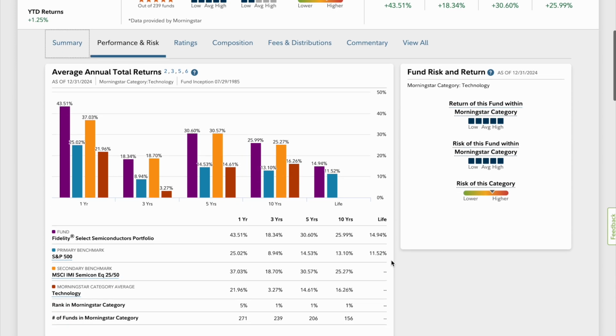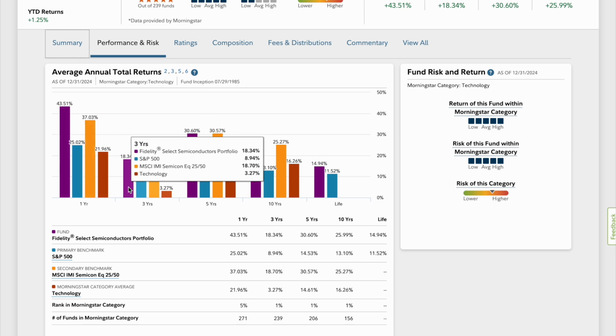As you're looking here, I want you to focus on some of the big ticket items here. Last year, FSELX made 43% return, which is insane. It crushed the S&P 500, as you can see here. S&P 500 did very well at 25%, but FSELX made 43%. So who really cares about a 0.65% expense ratio when you're making 43% in 1 year?